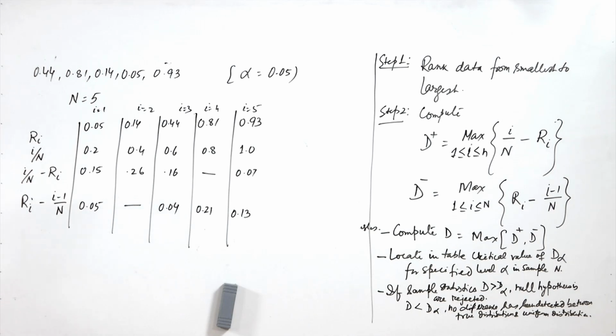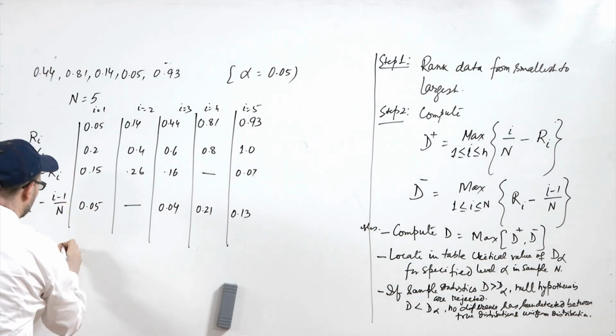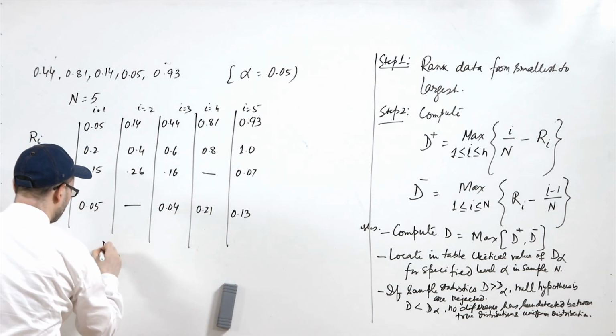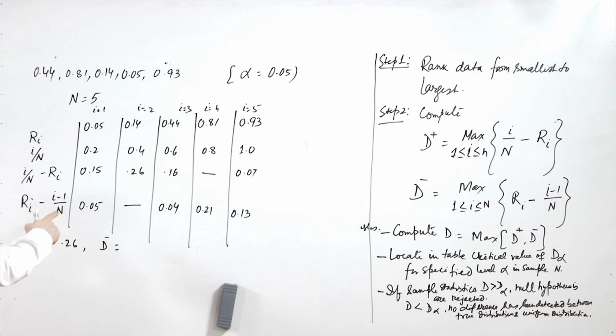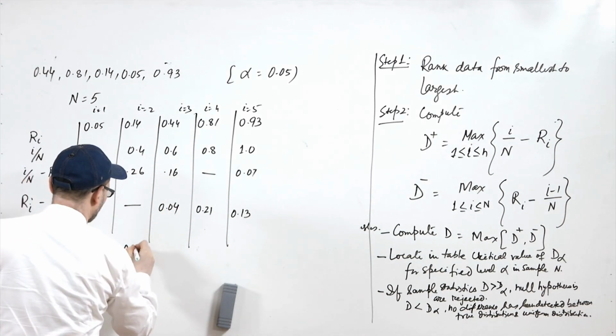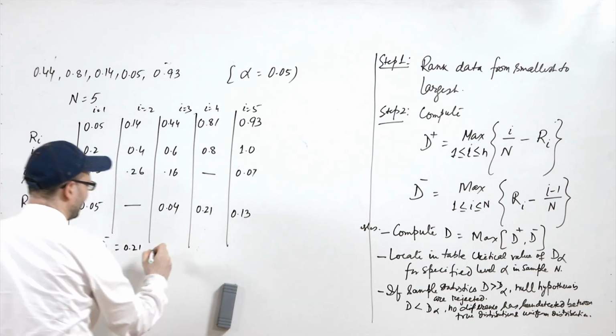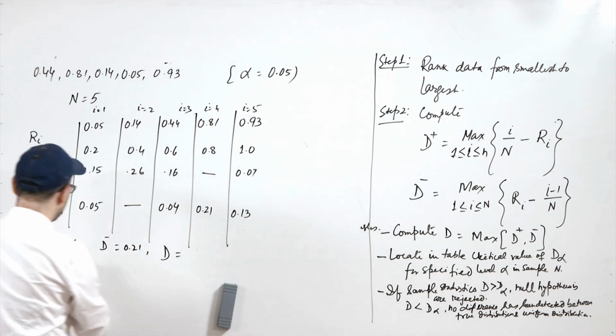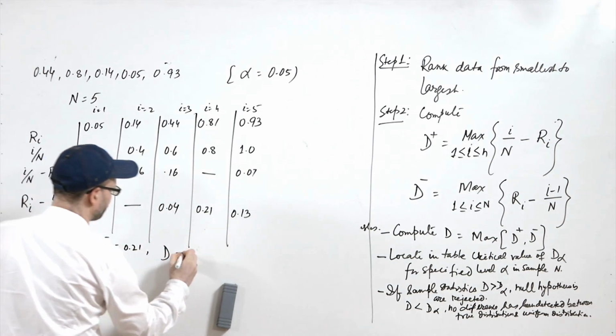Now, what we see is this is D plus. So, D plus will be the maximum of i by n minus Ri. So, maximum of this will be 0.26 and D minus will be the maximum of Ri minus (i minus 1) by n. So, maximum is 0.21. So, the sample statistic D will be equal to the maximum of these two values, that is 0.26.